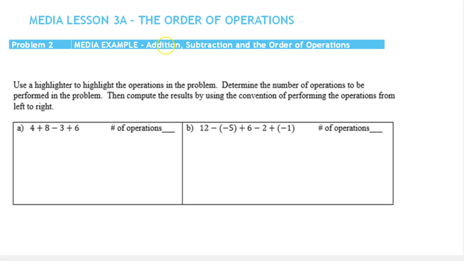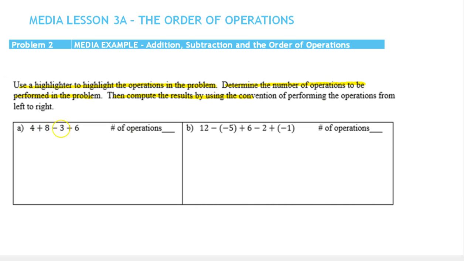In this example, we're going to practice performing operations of addition and subtraction. So let's read the directions. Use a highlighter to highlight the operations in the problem. Then we're going to determine the number of operations to be performed in the problem. And then we're going to compute the results by using the convention of performing the operations from left to right.